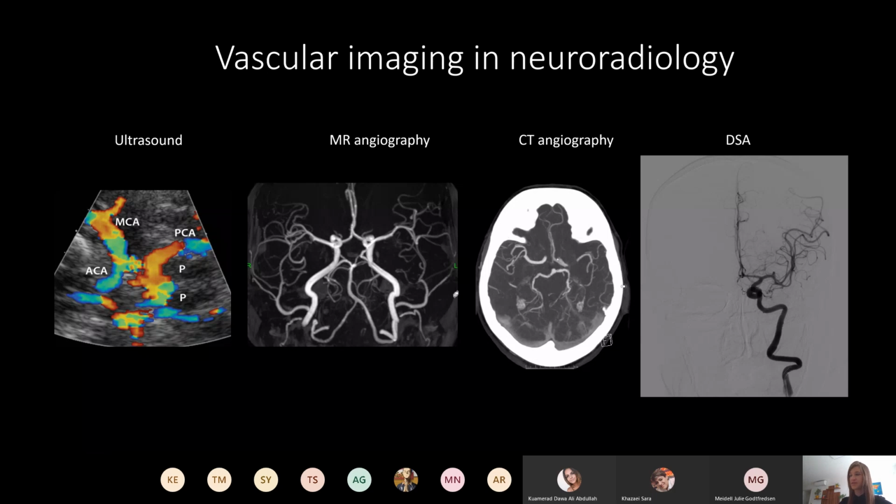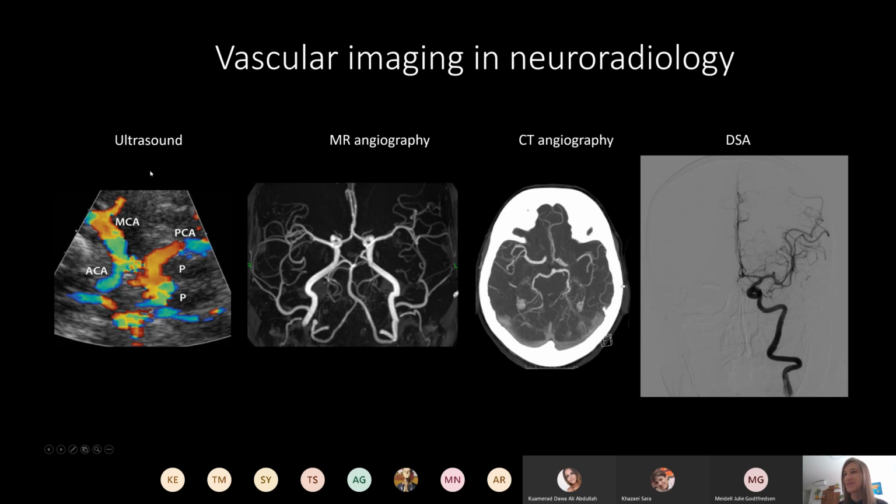Okay, a few words about vessels. I just wanted to show you these different imaging modalities next to each other, because when I was a student, it was really difficult to differentiate. For me, these all looked the same. But these are different methods, and it's nice if you know about them.